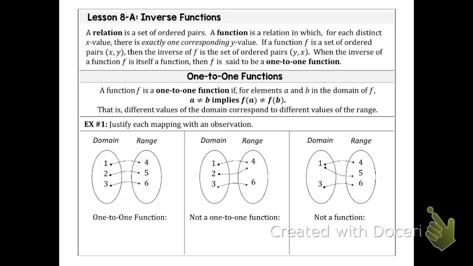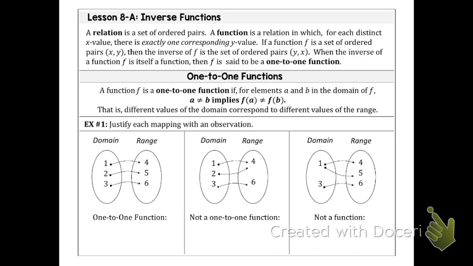So in 8a, it first talks about one-to-one functions. And it reminds us before that, it says, remember that a relation is a set of ordered pairs. No rules, any set of ordered pairs is a relation. Then we have a function, that is a relation in which for each distinct x value, there's exactly one corresponding y value. That just means that none of your x's are repeated, remember, for it to be a function.